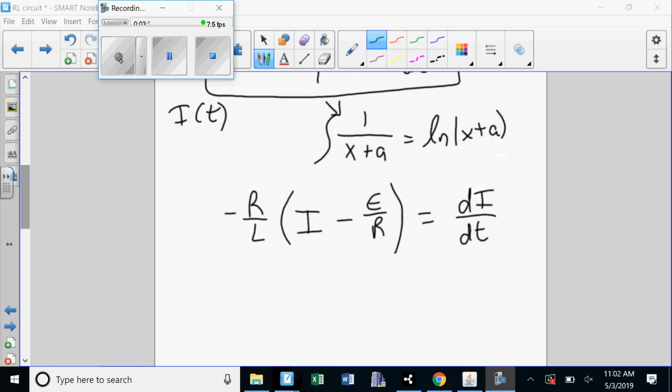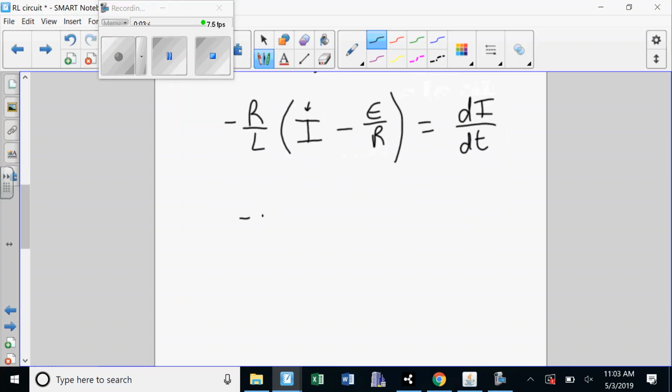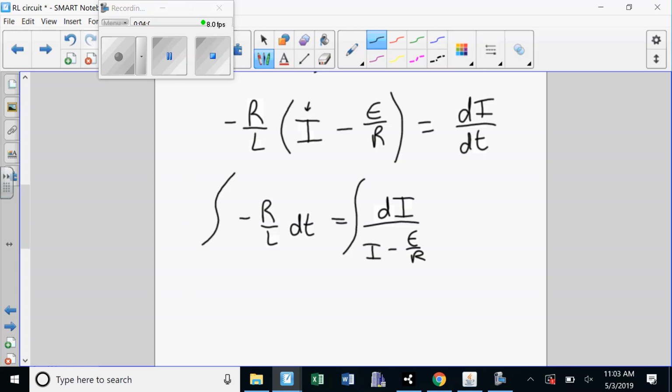Okay, so now I need to attach each variable to the correct small factor, and the only variable that I have is right here, the current. So I'm going to have to get this whole term, I minus epsilon over r, over with di, and I'm going to also multiply both sides by dt. So minus r over L dt is equal to di over I minus epsilon over r. And I'm ready to integrate because each variable is attached to the correct small factor. Time is easy.